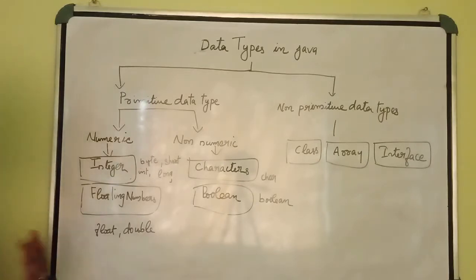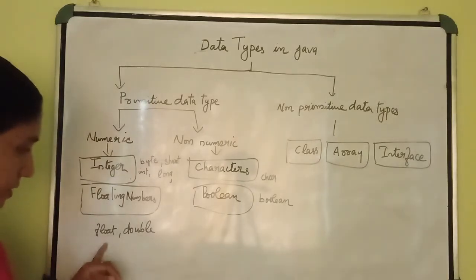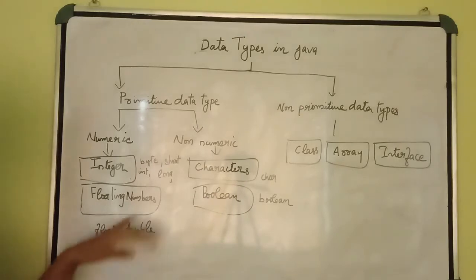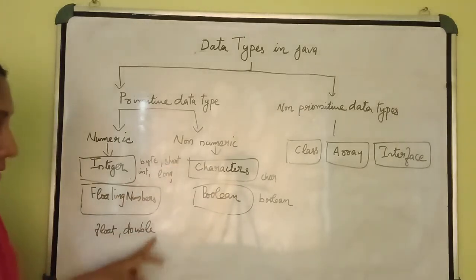If you want to enter smaller numbers, we can use the float data type. Otherwise we can use the double data type. Double occupies 8 bytes of memory, and float occupies 4 bytes. These are the different types of floating type primitive data types.